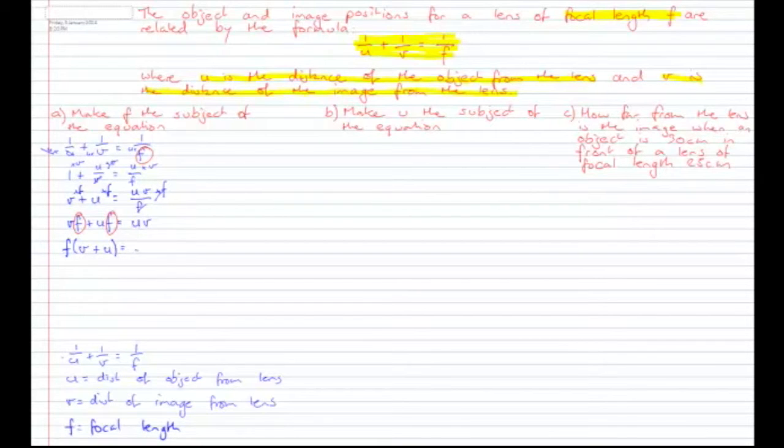Gets us uv. All of a sudden now we actually have just one f that we can solve for. So what's actually happening here is it's saying f times v plus u in brackets. So all I need to do is divide everything by the v plus u.